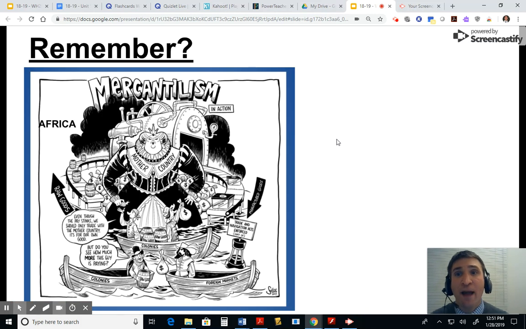And remember this M word, mercantilism? This was happening in Africa as well. You had the raw goods in Africa being brought to Europe, and they're being transformed into manufactured goods that are then being sold back to African countries. And who's making the money? The mother countries in Europe. This is mercantilism, and it applies to Africa as well.